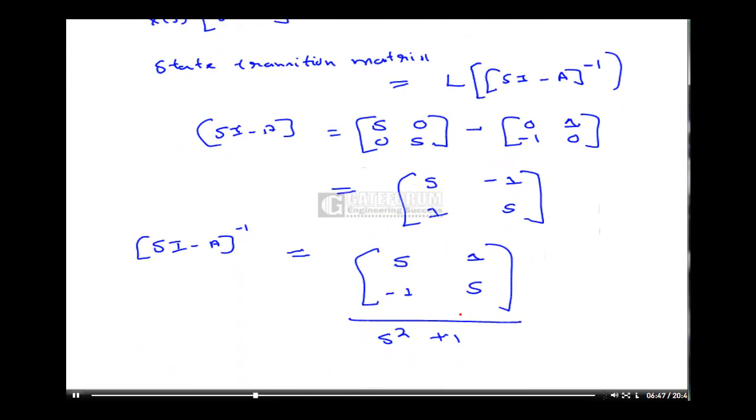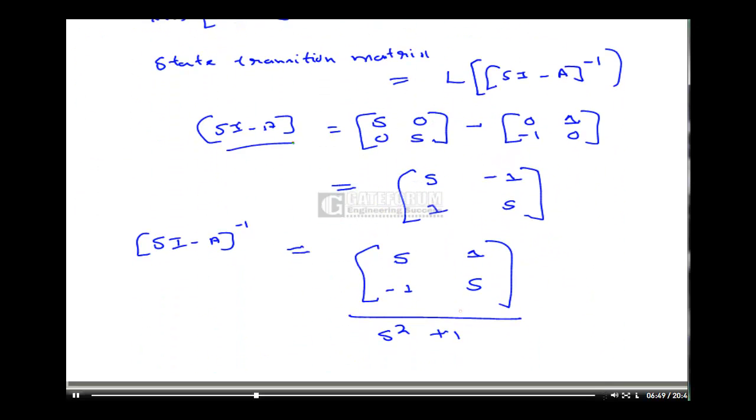You can see just once again. I have found sI minus A. This sI minus A is equal to this. The inverse of sI minus A: the sign of the off-diagonal elements will change, and that is divided by the determinant of this matrix. So 1 upon s square plus 1 multiplies the whole matrix. This matrix is nothing but the adjoint matrix, adjoint matrix upon the determinant of the matrix.